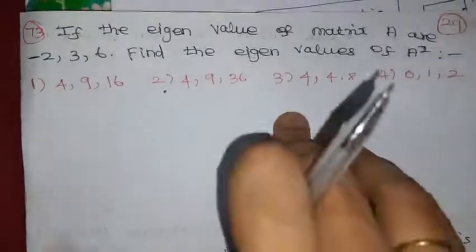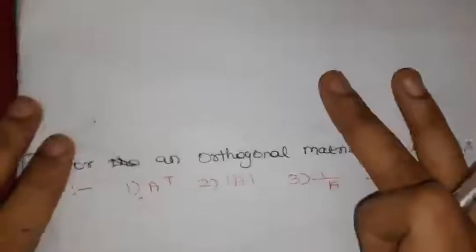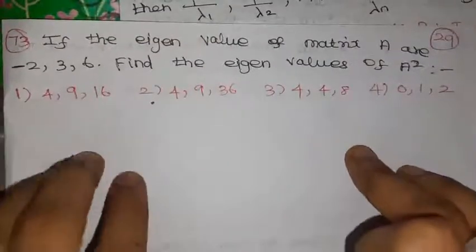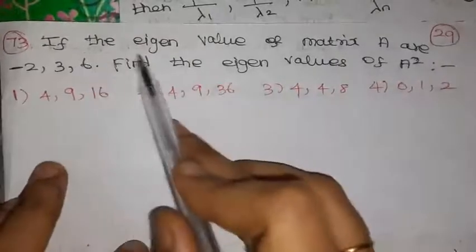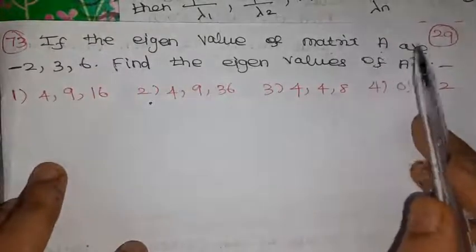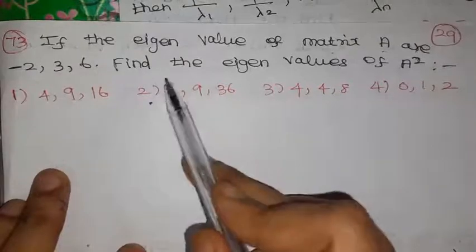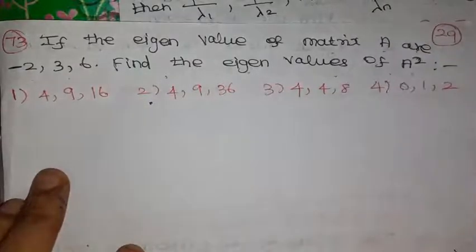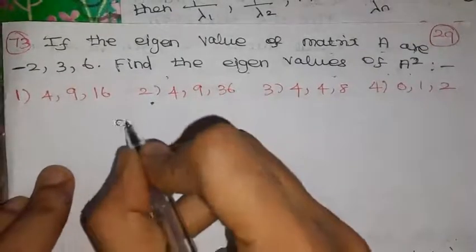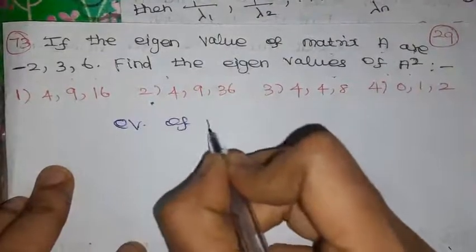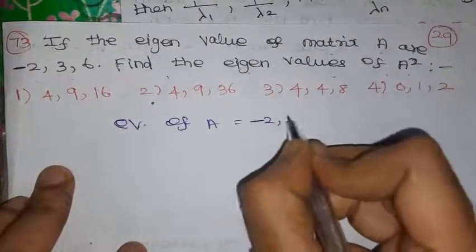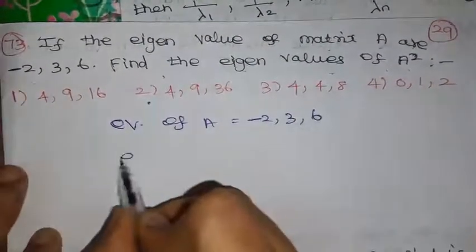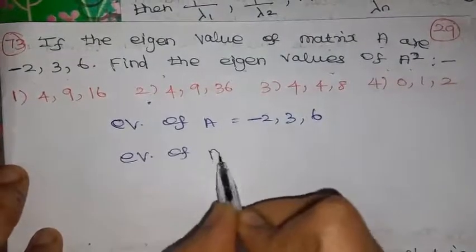This is problem number 73. We'll see. So what is given? If the eigenvalues of matrix A are minus 2, 3, 6, find the eigenvalues of A squared. So the eigenvalues of A are minus 2, 3, 6. Then we need to find out the eigenvalues of A squared.